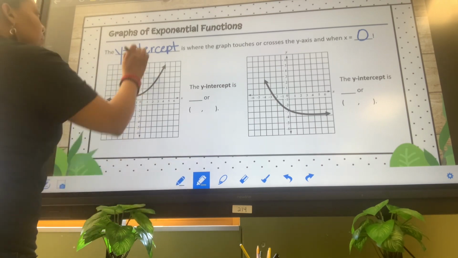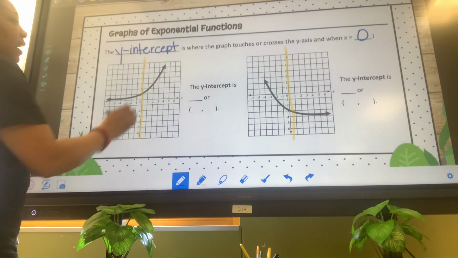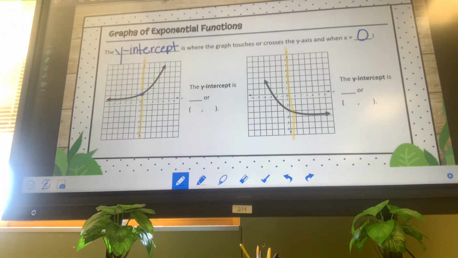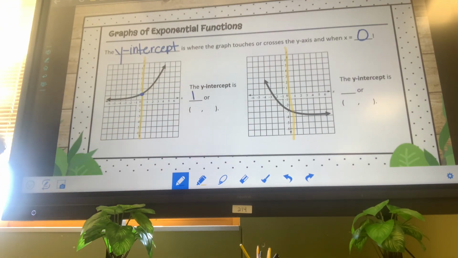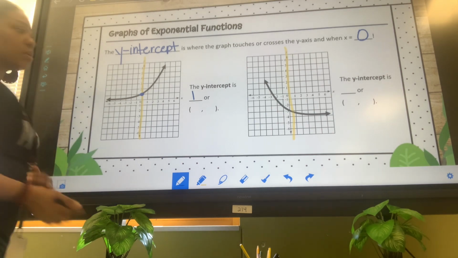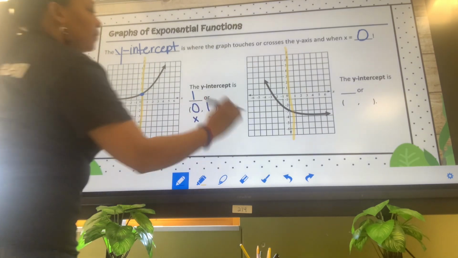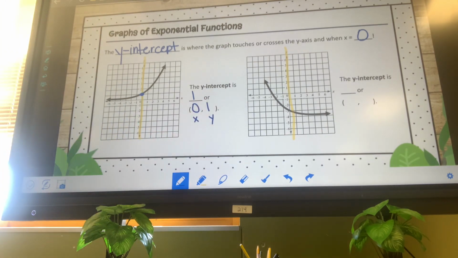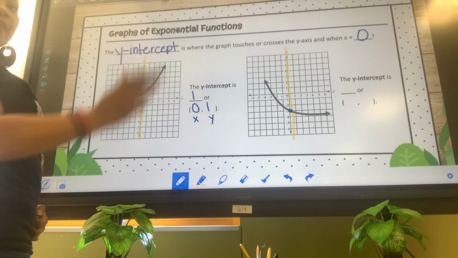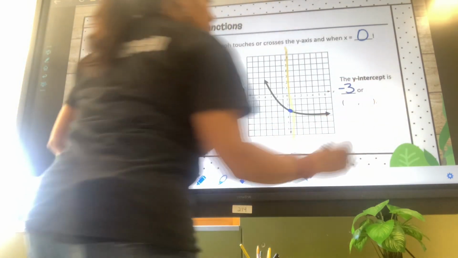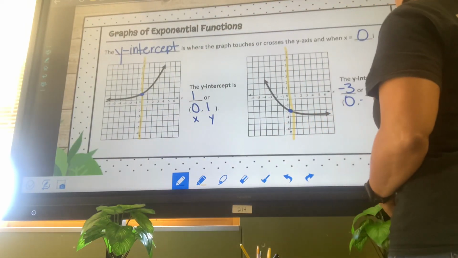As I look at this graph, here's my y-axis. The graph crosses the y-axis right here. So this is my y-intercept. This number is 1, so my y-intercept has a value of 1. We write that ordered pair as (0, 1). Remember, our x value is always 0, and the y value is the 1. On the graph on the right, the graph crosses right here. That number is -3. So the value of our y-intercept is -3, and we would write the ordered pair as (0, -3).